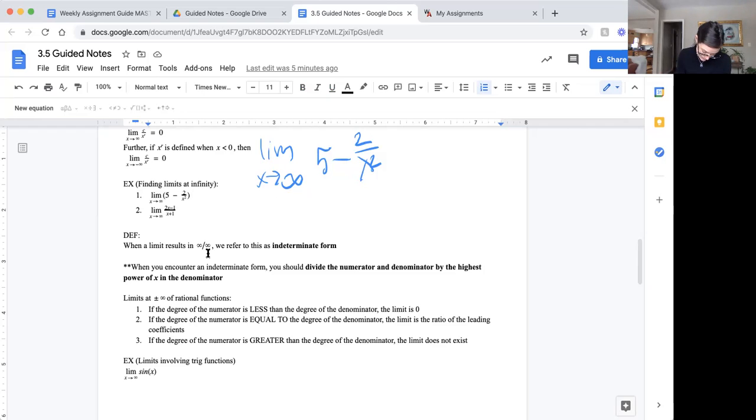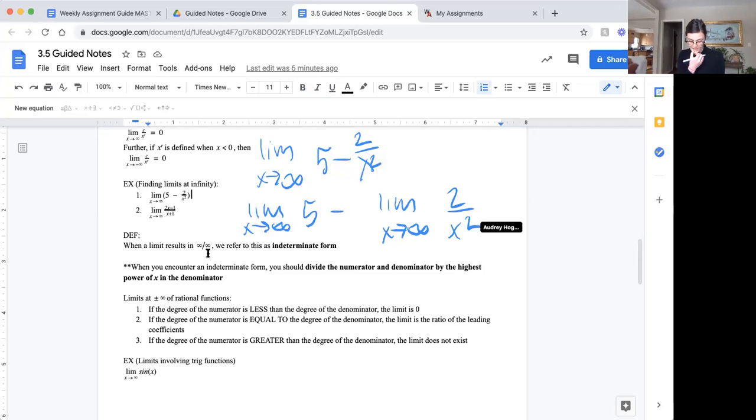We can rewrite this as the limit as x approaches infinity of 5 minus the limit as x approaches infinity of 2 over x squared. And then we can just evaluate those limits. So the limit as x approaches infinity of 5, you probably don't remember this limit property, but the limit of a constant is that constant. So the limit as x approaches infinity of 5 is 5. You can go back and check limit notes if you need to on that one, or you can take my word for it. And then minus the limit as x approaches infinity of 2 over x squared.